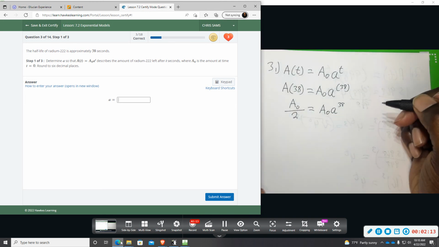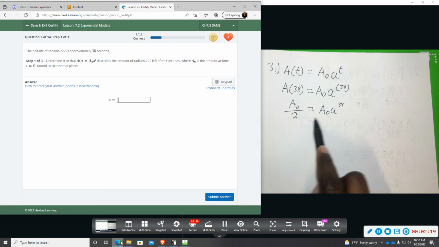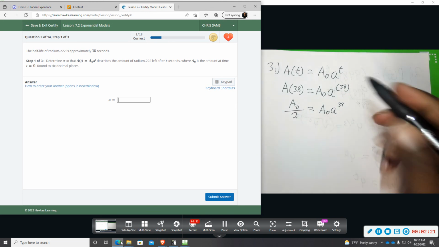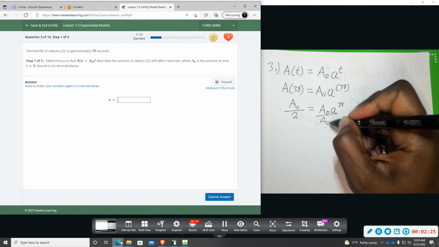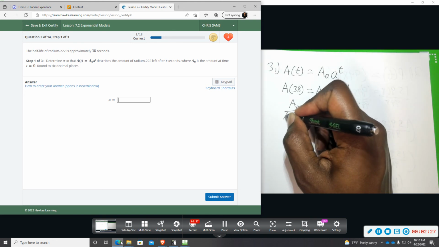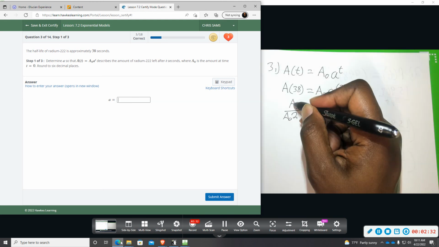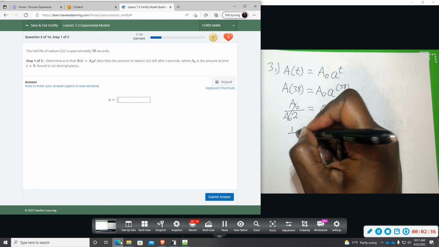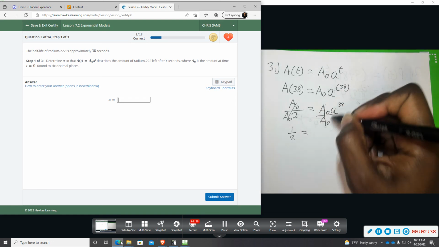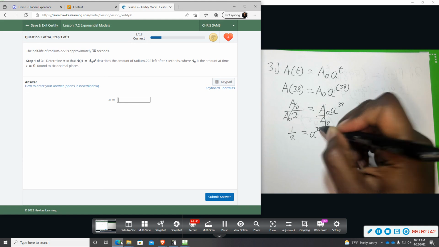Okay, we're going to start solving. So we're trying to figure out what a is. This is being multiplied, so I'm going to divide. Divide both sides by this A0 part. I already have a fraction, so when I divide, it just comes on the bottom here. It divides out here, and it also divides out here, leaving me with 1/2 equals a to the 38th power.